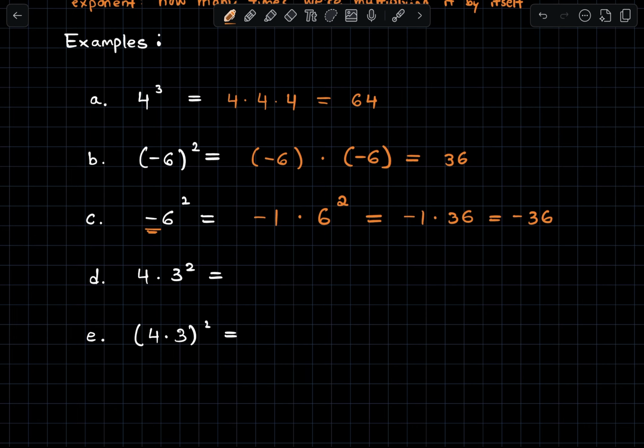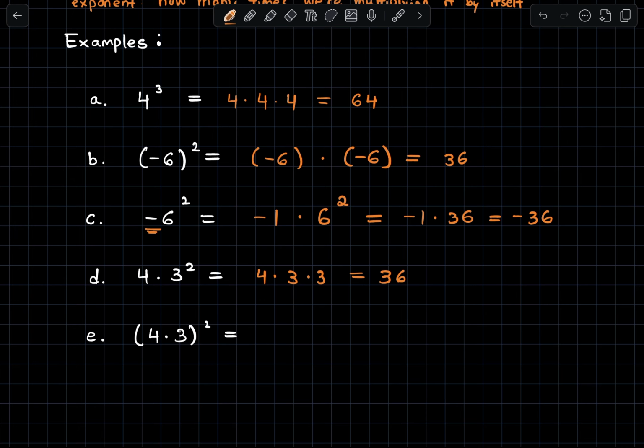Part D, we've got 4 times 3 raised to the second power. That 4 is not being raised to the second power, only the 3 is. So we can kind of expand this out. 3 raised to the second power is just 3 times 3. So we've got nothing special here, just 4 times 3 times 3, which is going to come out to 36.